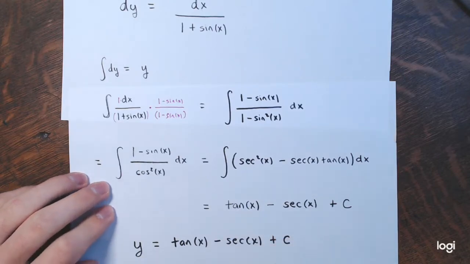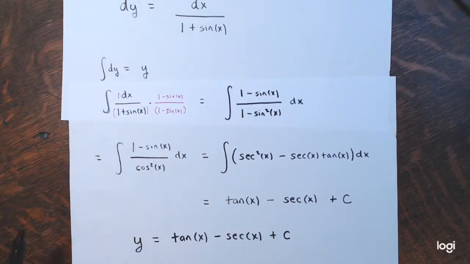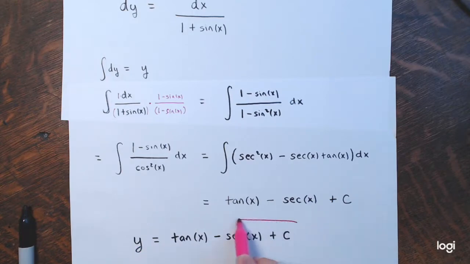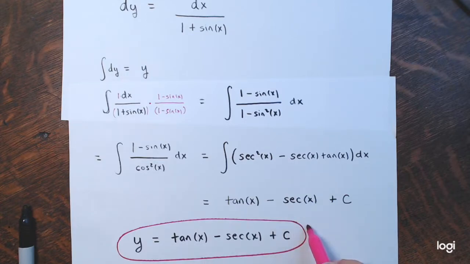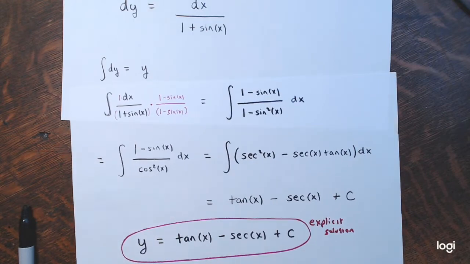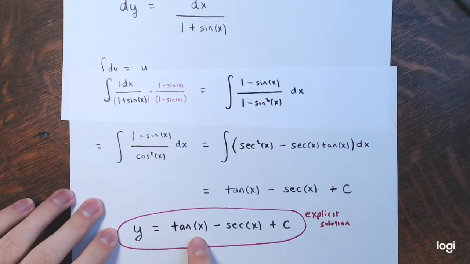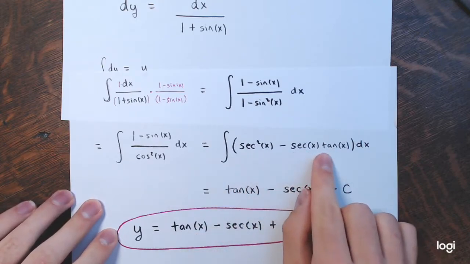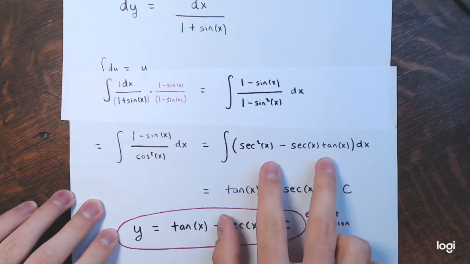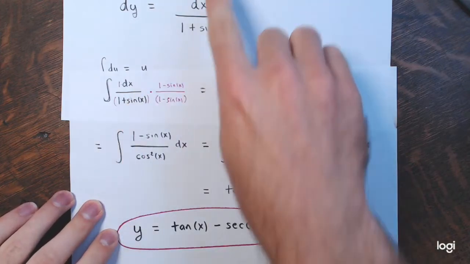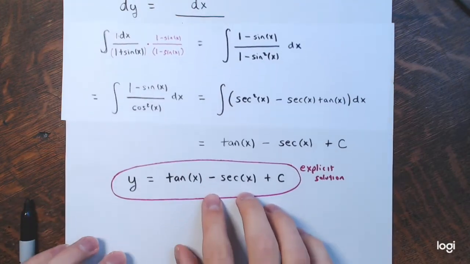And this is an explicit solution, right? And that's what we're asked to find, an explicit solution where the dependent variable is solved for, and it's all the y's over here and not over here. So here's an explicit solution to that differential equation, and you can check it, right? Take the derivative of this. The derivative be secant squared minus secant tangent, which you can show is equivalent to 1 over 1 plus sine. Right? So this is indeed a solution.